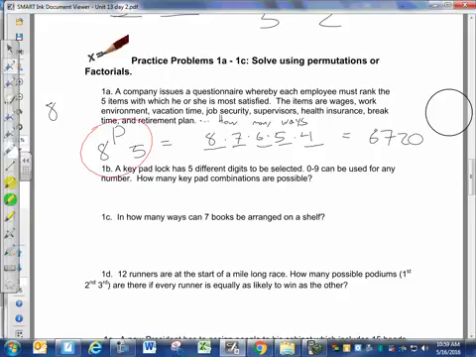A keypad lock has 5 different digits to be selected. 5 different digits, 0 through 9, can be used for any number. How many keypad combinations are possible? Well, again, either, and I'll go the other way around this time, 5 digits. We'd have 10 digits for the first one, 9 for the second, 8 for the third, 7 for the fourth, 6 for the fifth. It's the same as starting with 10 numbers and choosing 5 different ones.